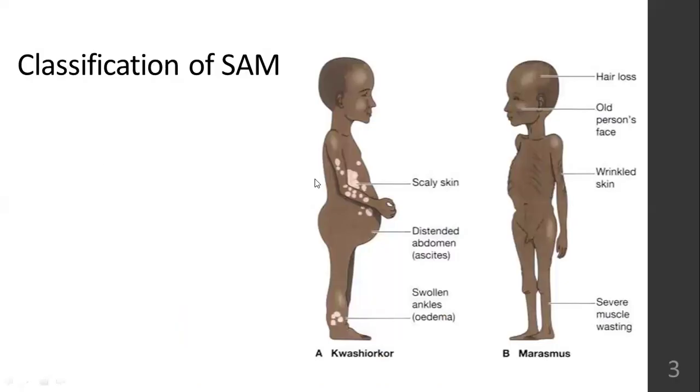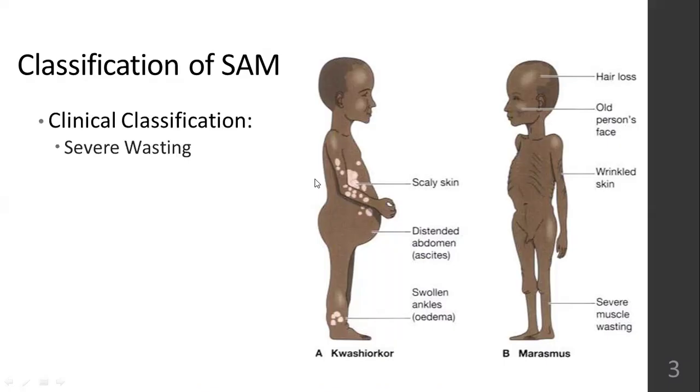So coming to the classification, kwashiorkor and marasmus, these are the two main classifications. In the clinical classification, you have severe wasting, which you can see in marasmus here. The child has no fat, no muscle layer. You can actually see the bones, the entire bone structure is very prominent. So this is a case of severe wasting, and that is what you call marasmus.